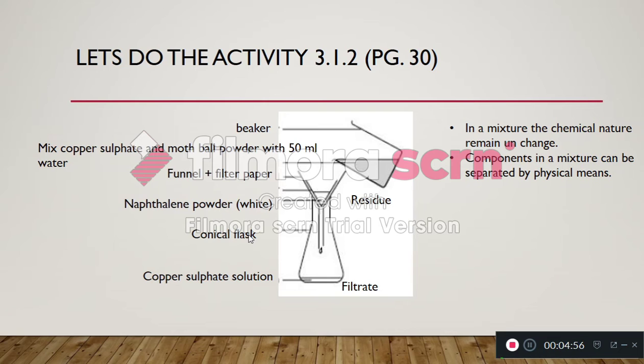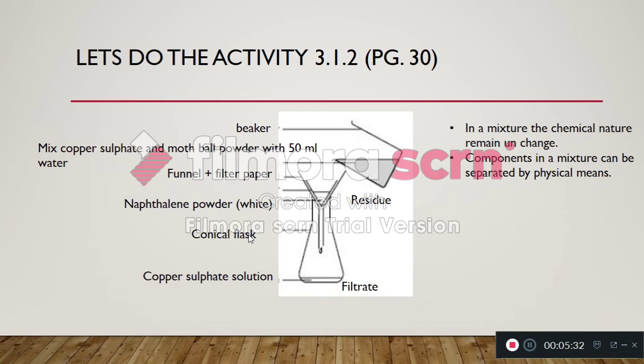What remains on the filter paper is called the residue and what is filtered is called the filtrate. If you observe the residue using a hand lens, you will be able to identify it as the mothball powder. This verifies that the components do not blend chemically and remain unchanged.